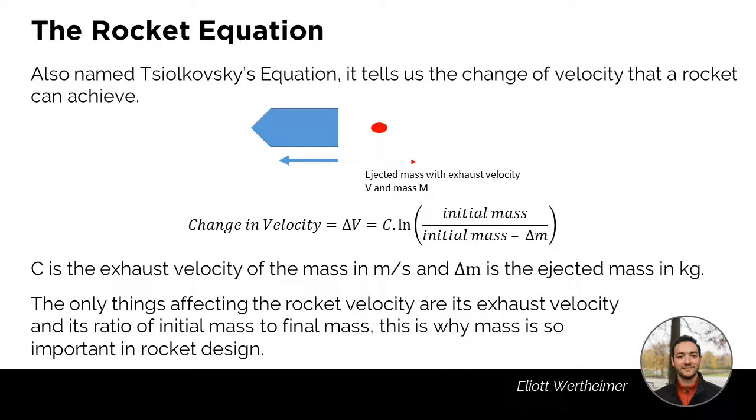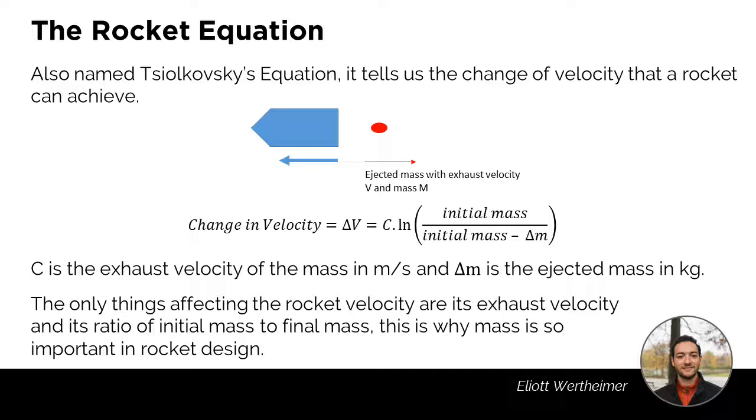As I mentioned briefly previously, the rocket equation is probably the most important equation in the whole of rocket theory. It's also named the Tsiolkovsky equation after the person who first derived it. It essentially tells us the change of velocity that a rocket can achieve, which is the single most important thing in the whole of orbital mechanics. How much velocity is our rocket going to achieve?